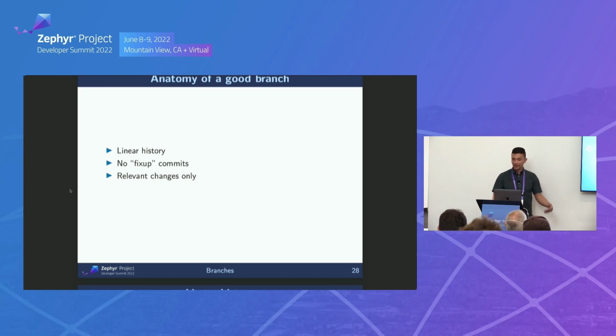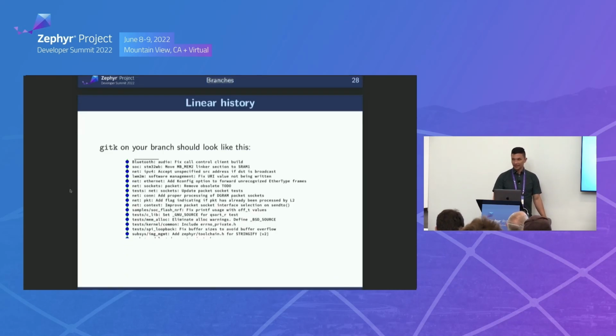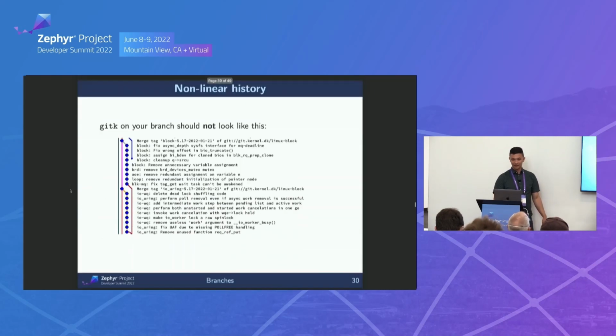Okay, so linear history. If you've never run the program gitk, it's awesome. Check out gitk. It should look like this. When you run gitk on your branch, you should see a nice line where every commit has a short log, and every commit has one parent. So that's linear. That's a linear history. Now, let's suppose that you're in the Linux kernel and you run gitk. Don't do this when you submit patches to Zephyr, please. We will reject them.